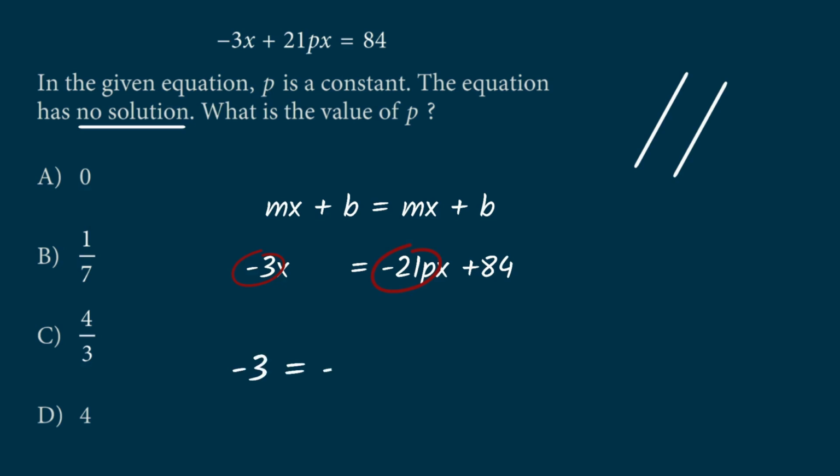That will make -3 equal to -21p, which will make p equal to 1/7. The answer will be B.